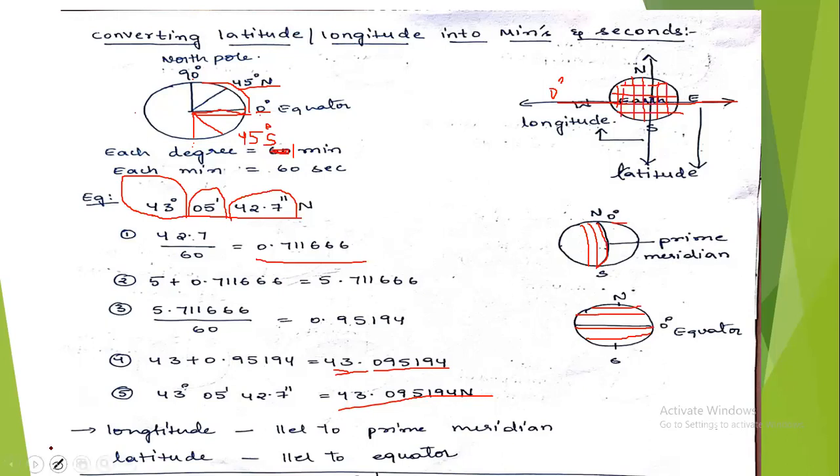Okay, so longitudes are lines parallel to the prime meridian. This is the prime meridian, and lines parallel to the prime meridian are called longitudes. And latitudes are lines parallel to the equator. These are called latitudes.